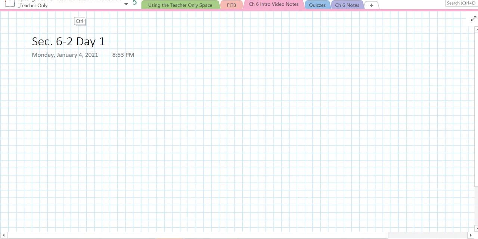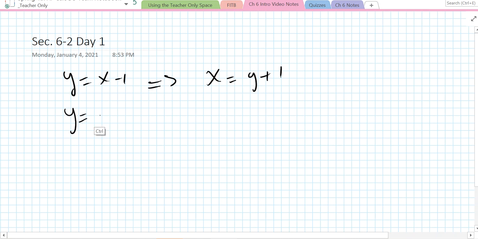So our original equation was y equal to x minus 1. We're going to solve for x, and in this case it becomes x equals y plus 1. We had y equals the square root of x. If we square both sides, this is going to give us y squared is equal to x.